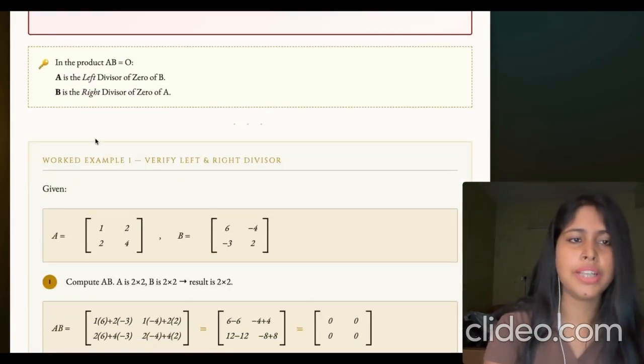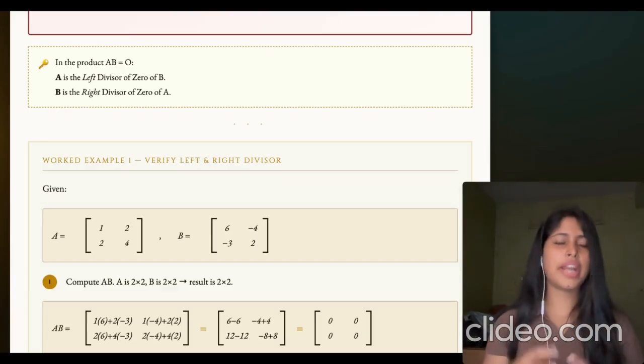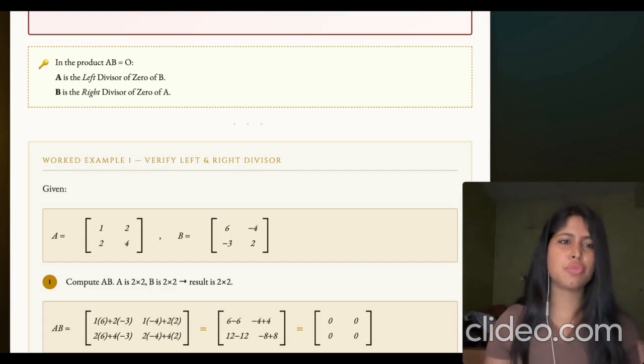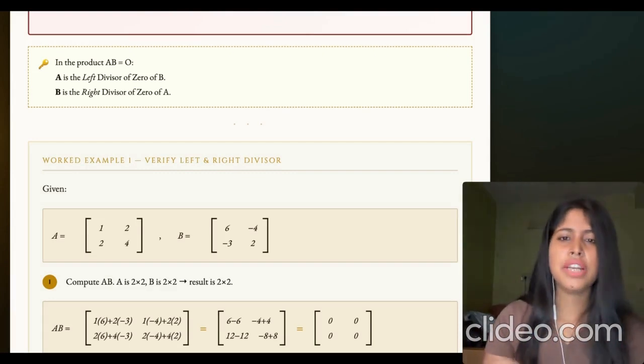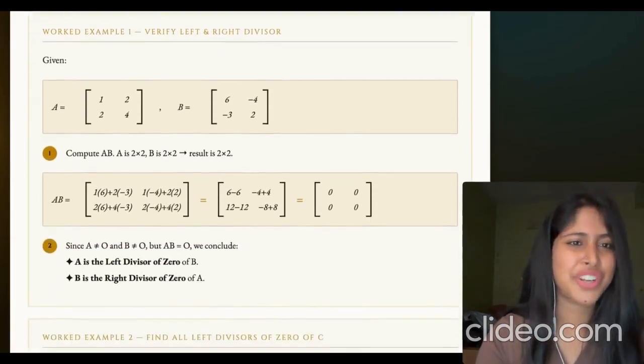Read the note again if you do not understand this part: A is a left divisor of 0 of B, and B is a right divisor of 0 of A. Left divisor means the matrix on the left, and right divisor means the matrix on the right. The names come from which side they appear on in the product, so you can understand this from the name itself. Now we will drill this with an example, which will be very exciting.